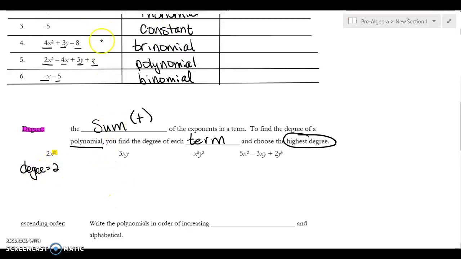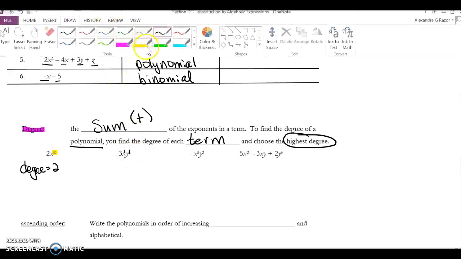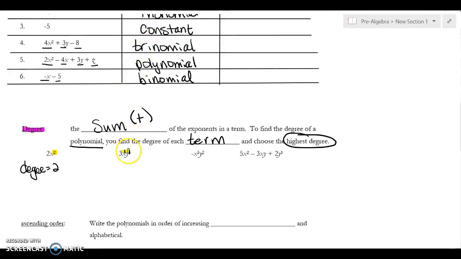Okay, well, if you look at this next one here, I don't have an exponent. So if you don't have an exponent, it means that there's a 1 on it. And so now I add up my exponents because that's what I'm looking for.